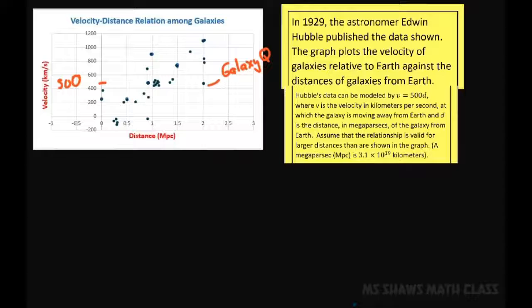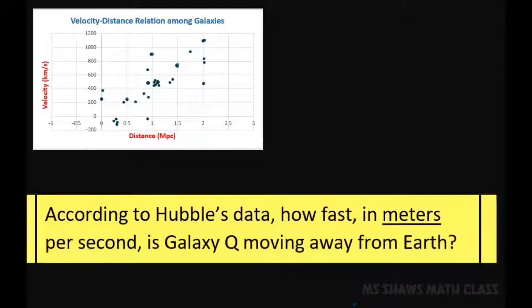Now basically, this part right in here, we have the velocity equals 500d, and velocity is in kilometers per second at which the galaxy is moving away from Earth. And d is the distance in megaparsecs of the galaxy from Earth. They also gave you the megaparsec is this amount. So, that's the information. And we might come back to this a little bit later, but we're going to answer 3 questions. So, the first question.